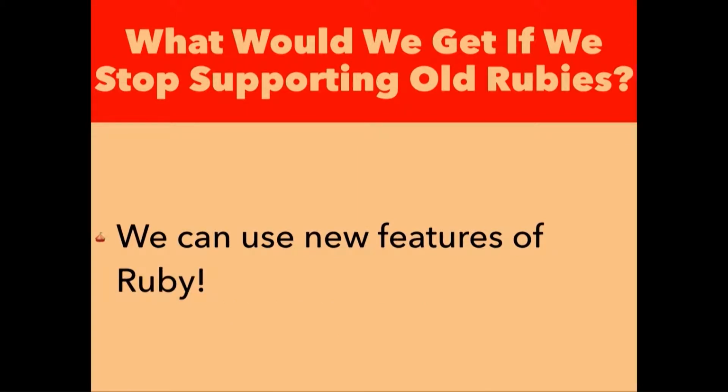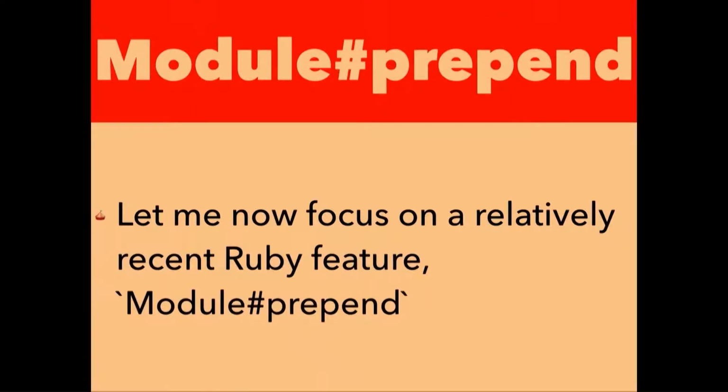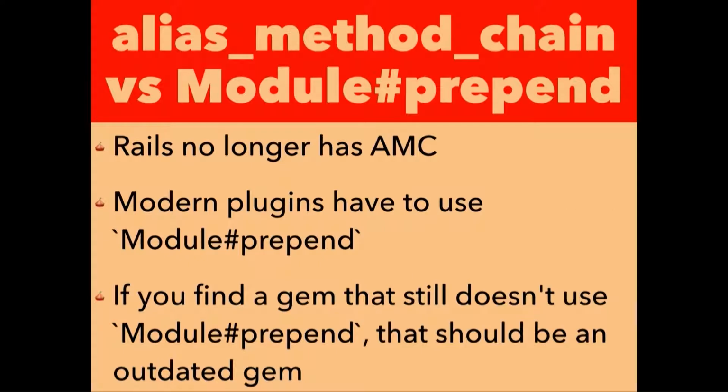So what will we get if we stop supporting old Rubies? We can use new features of Ruby, for example: module prepend, keyword arguments, refinements, module include as public methods, Kernel itself, super method, hash dig. Let me now focus on a relatively recent Ruby feature called module prepend. It's an alternative to alias method chain in Rails, but we've just removed alias method chain from Rails. So we're encouraging everyone to use module prepend instead.